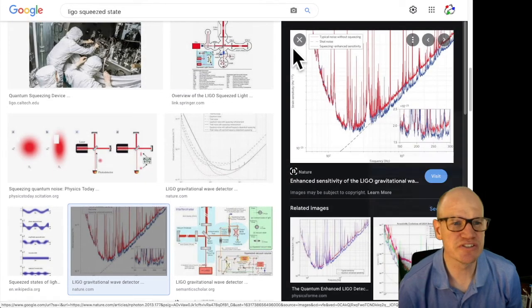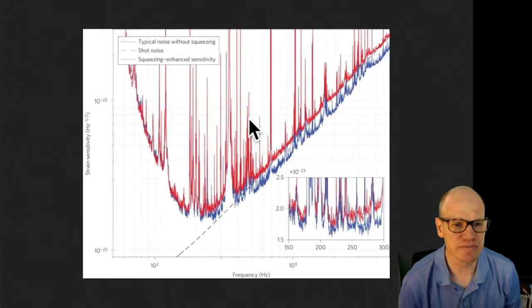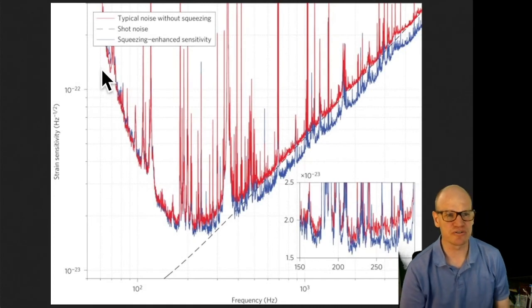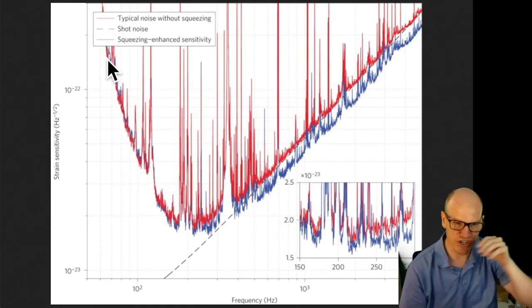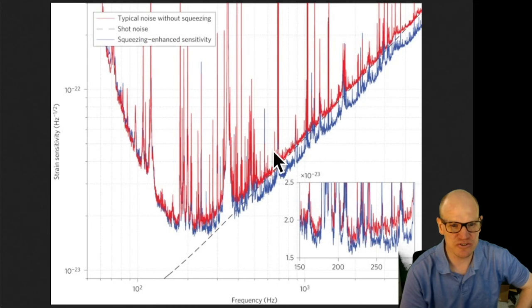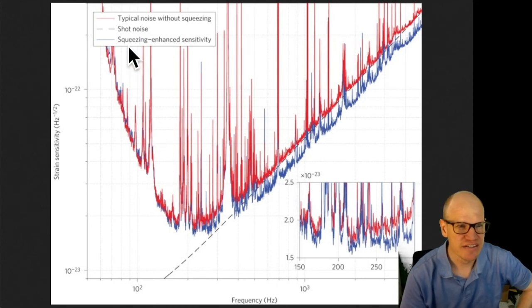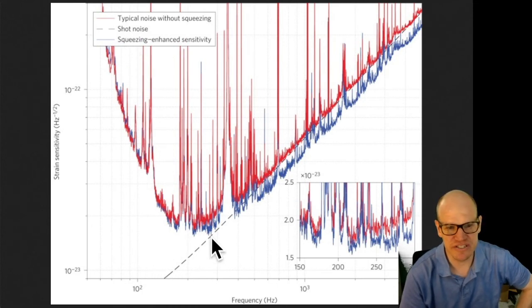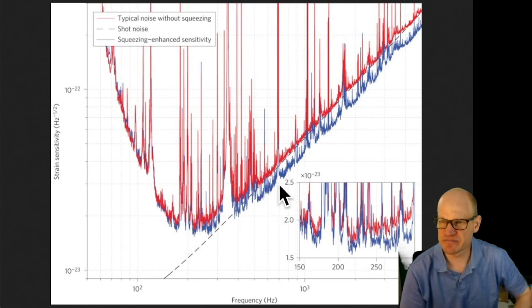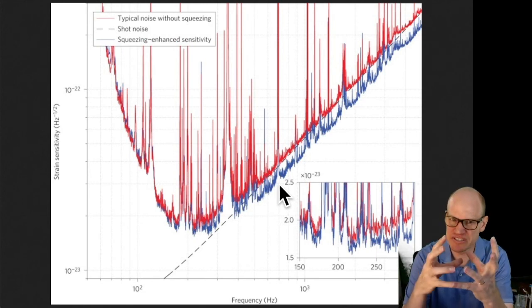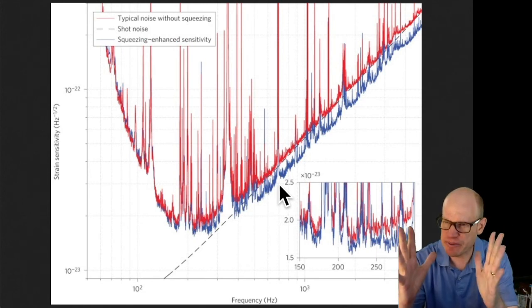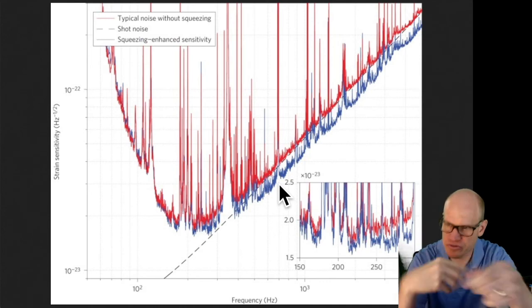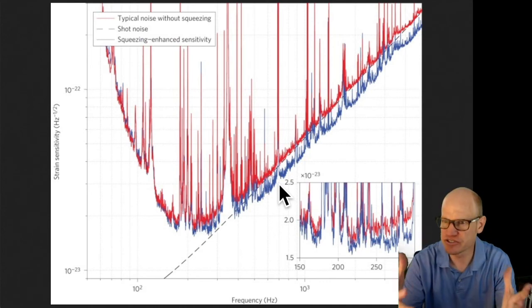I'll open this image right here so we can see this LIGO image. This is the LIGO sensitivity curve. Typical noise without squeezing is red. So here's the noise without squeezing. And the shot noise is this line here, so that's noise that you get from quantum mechanics. The fact that photons are individual bunches means that you can have an average power, but that average power is going to be made up of particles arriving at random times, so that's called the shot noise.